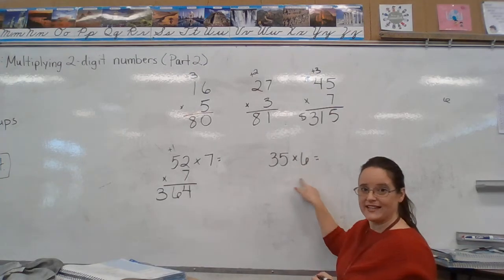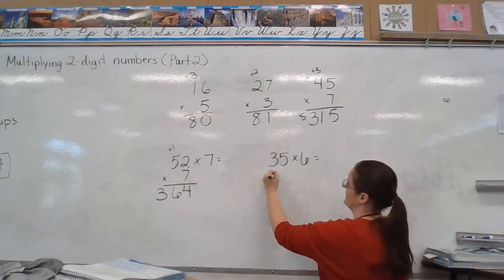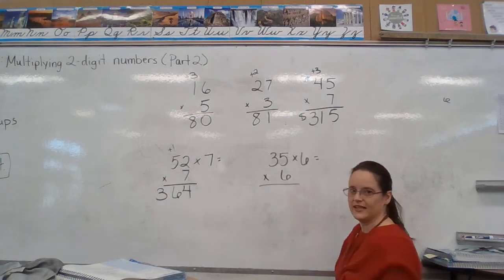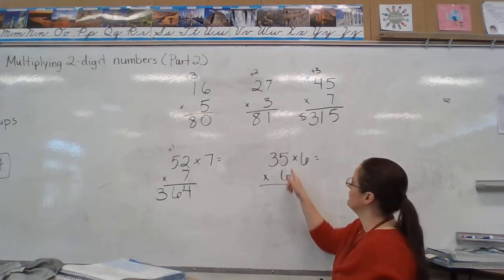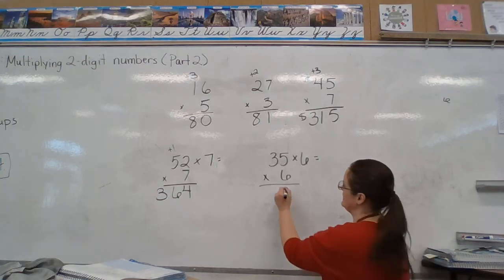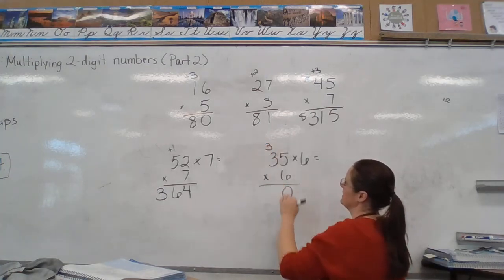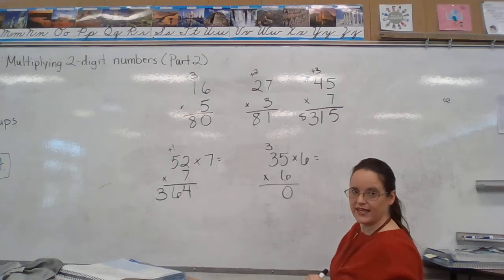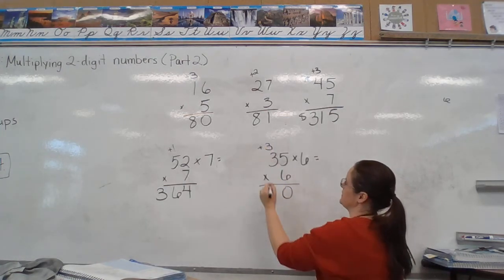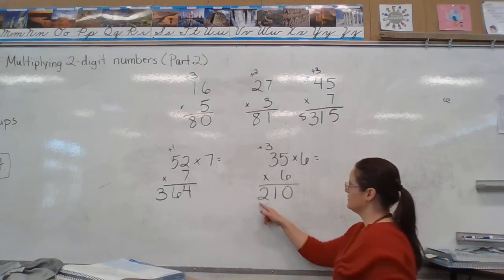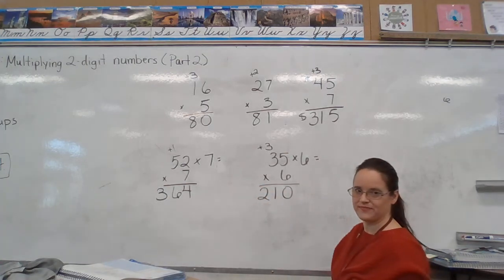And finally, my last horizontal problem. Again, I want to make it a vertical problem. Just, it works better. So 5 times 6 is 30. 6 times 3, 18. 19, 20, 21, for an answer of 210.